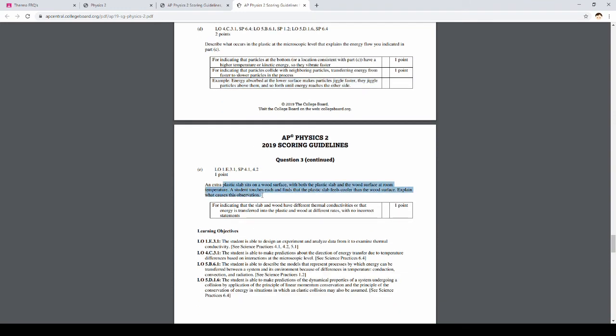An extra plastic slab sits on a wood surface. With both the plastic slab and the wood surface at room temperature, the student touches each to find that the plastic slab feels cooler than the wood surface. Explain what causes this observation.